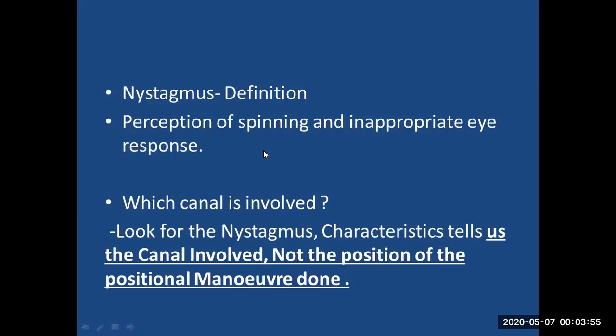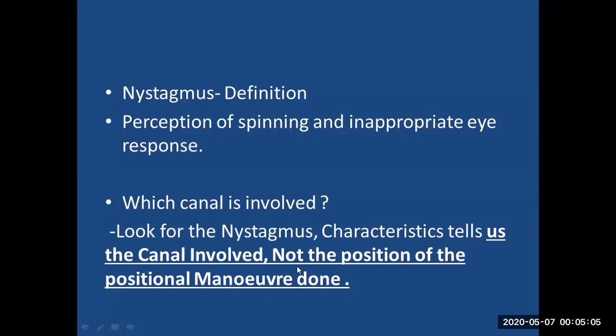Nystagmus is defined as an involuntary rhythmic movement of the eye. So it is a perception of spinning and inappropriate eye response. So which canal is involved? To answer this question, we have to look at the direction of the nystagmus. So this point which I have underlined: the nystagmus tells us which canal is involved, not the position of the positional maneuver which is done.